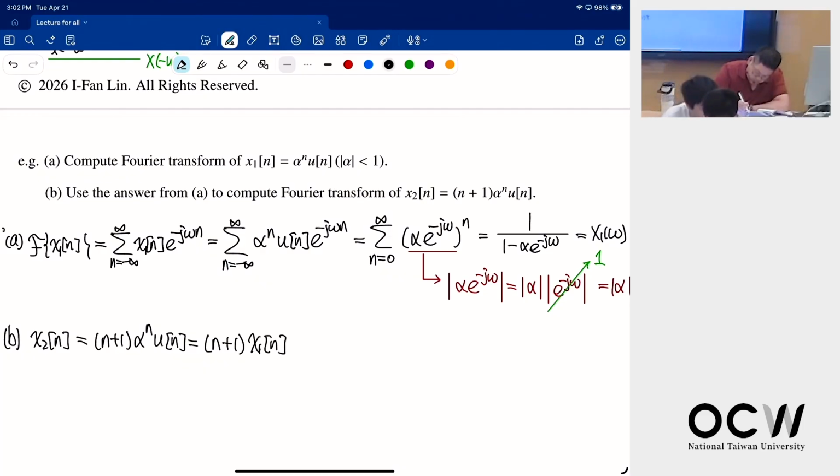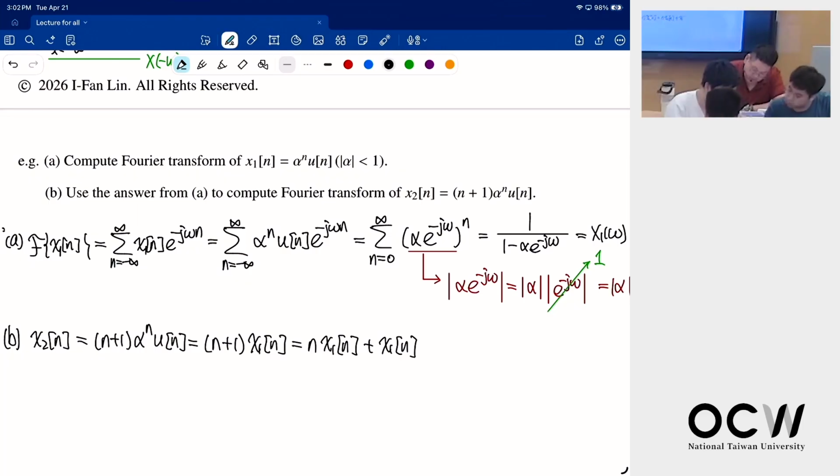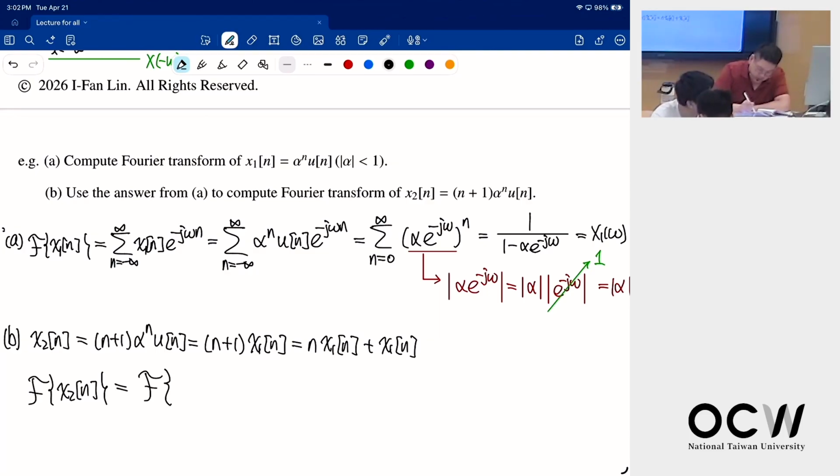So for x2, actually it is n times x1 plus x1. So the Fourier transform is the Fourier transform of n times x1, and then the Fourier transform of x1.